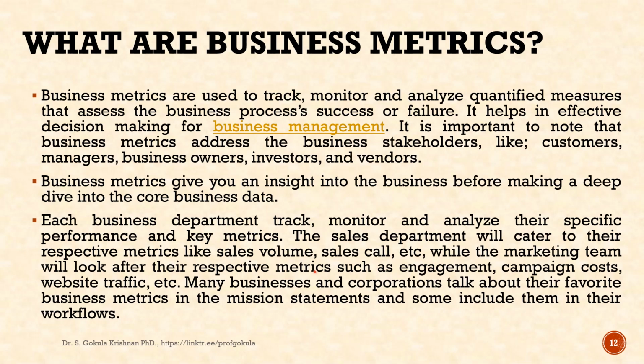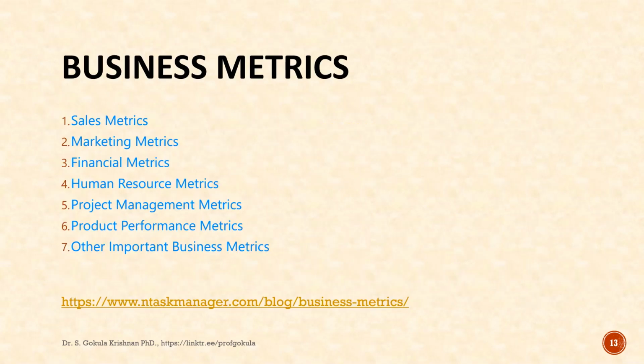Each business department tracks, monitors and analyzes their specific performance and key metrics. Let us say the sales department will cater to their respective metrics like sales volume, sales calls, etc., while the marketing team will look after their respective metrics such as engagement, campaign cost, website traffic, and so on, and it will be calculated overall. So let us discuss in detail. These are the things we want to understand first.